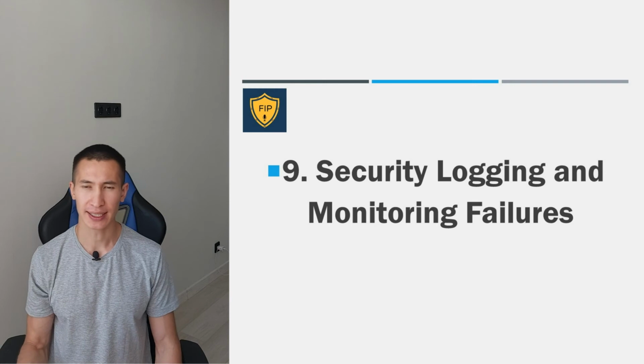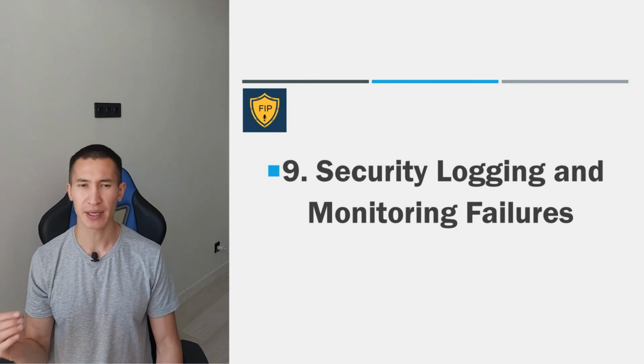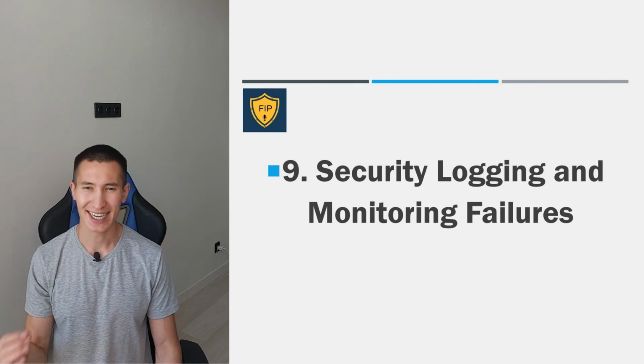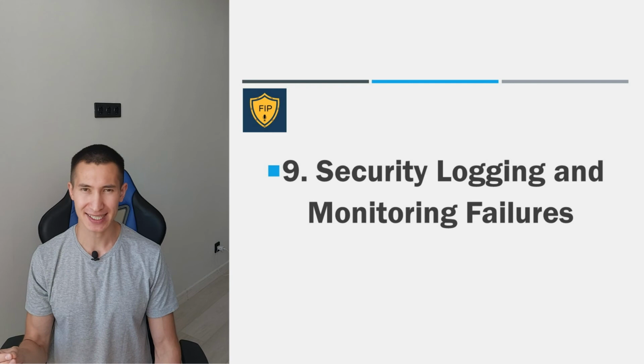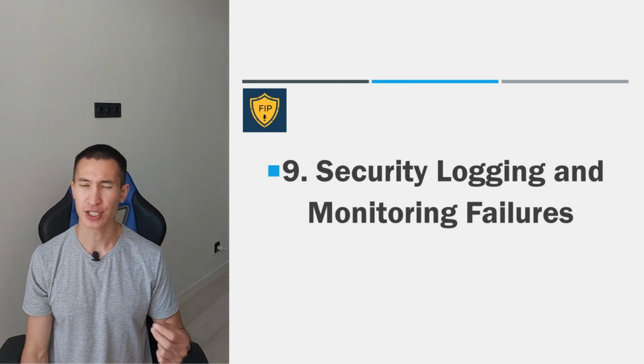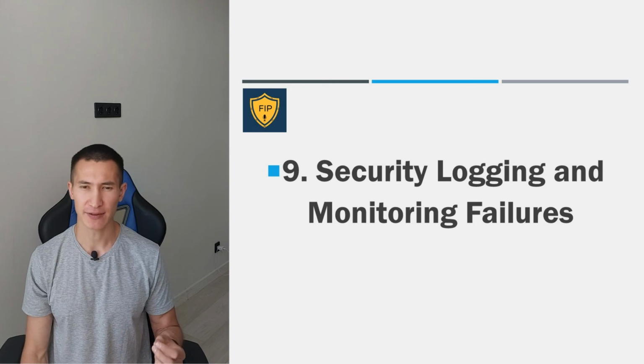The ninth on the list is security logging and monitoring failures. Security logging can help to identify breaches that already occurred. It can help to minimize damage and prevent such attacks in the future. Monitoring failures, in turn, leave a chance for attackers to stay undetected.